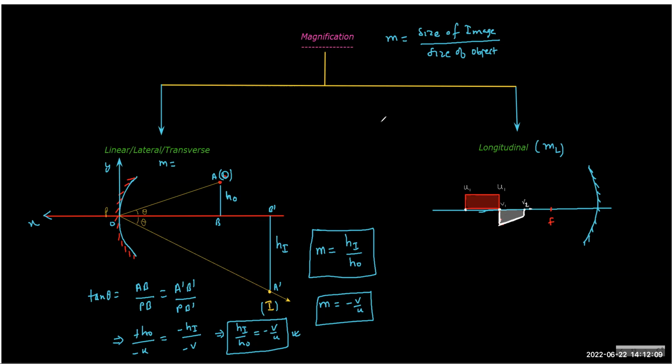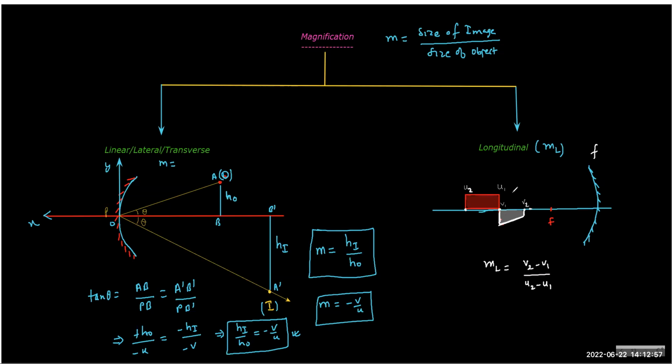So the longitudinal magnification only depends on the distance of the end points of the object along the principal axis. And the way of writing is pretty simple. We write V2 minus V1 upon U2 minus U1. Simple. Just need to check the distance, like how far. So the nearest distance from the pole, the farthest distance from the pole, take the difference, and also take the difference of the image in a similar order, and take the ratio. That will be called longitudinal magnification.